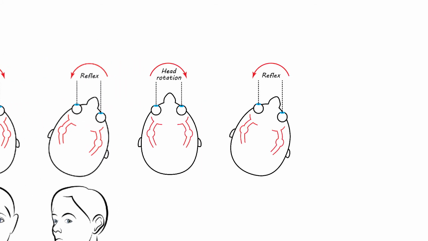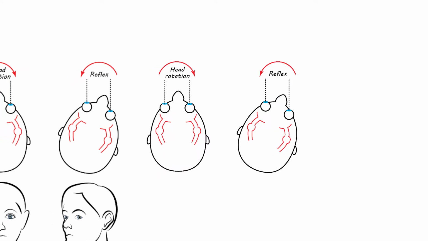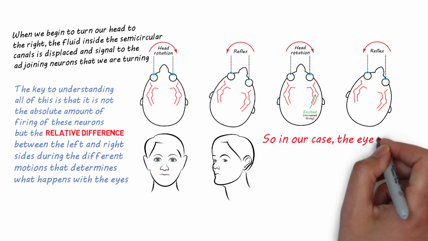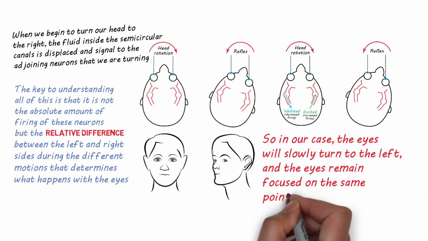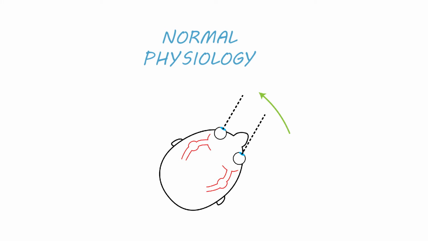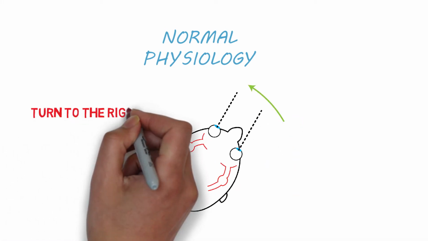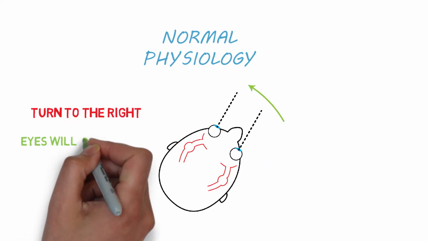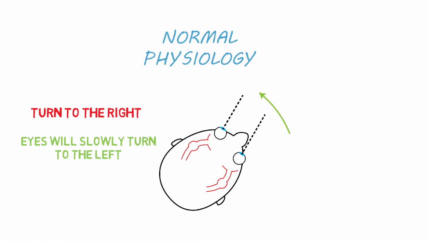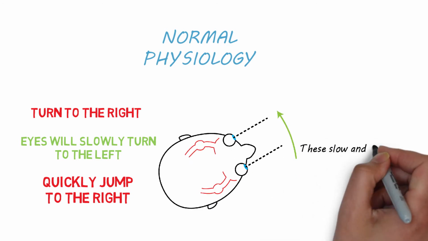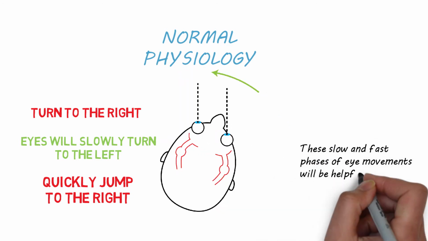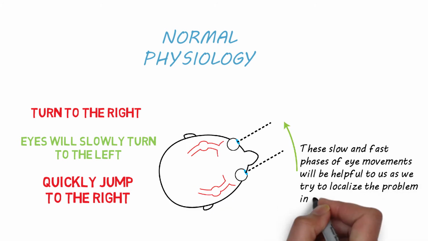The side we are turning towards, the right, becomes excited, while the side we are turning away from, the left, becomes inhibited. So in our case, the eyes will slowly turn to the left, and the eyes remain focused on the same point in space. Then as the head continues to turn to the right, again, the eyes will slowly turn to the left until they run out of room and quickly jump to the right again. These slow and fast phases of eye movements will be helpful to us as we try to localize the problem in a patient with nystagmus.